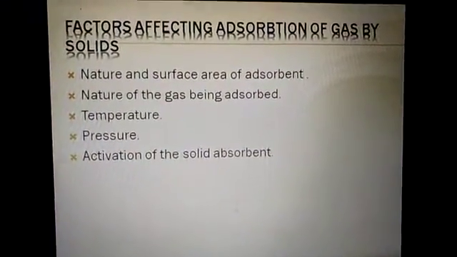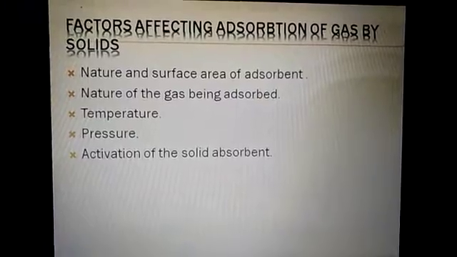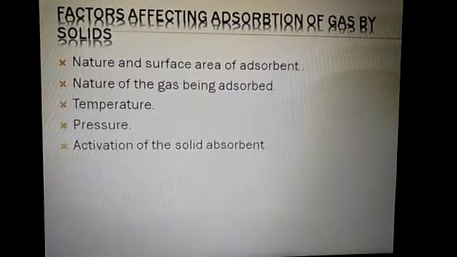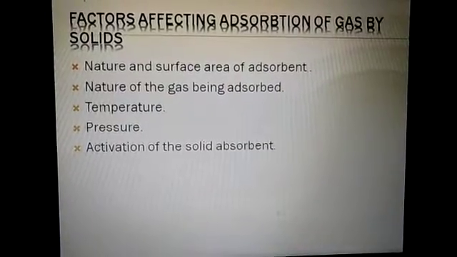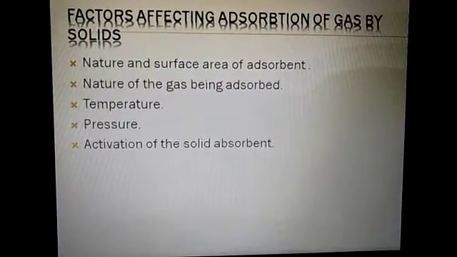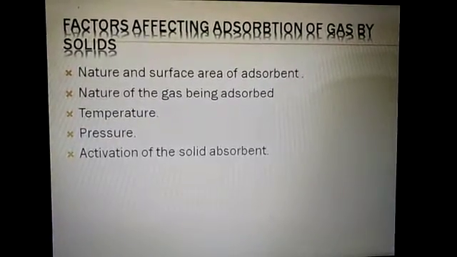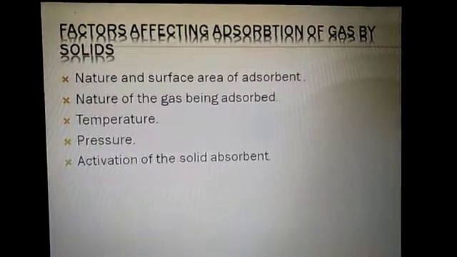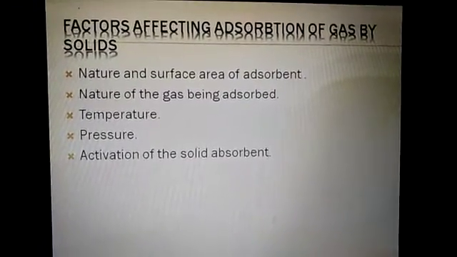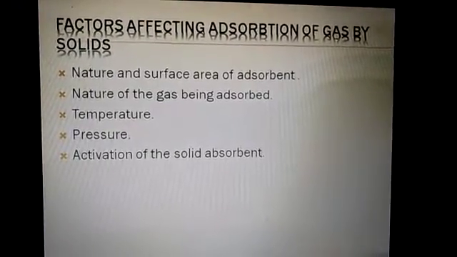Now, what are the various factors which affect the adsorption of gases by a solid? There are various factors like the nature and surface area of the adsorbent, the nature of the gas being adsorbed, temperature, pressure, and the activation of the solid adsorbent. These are the various factors which generally affect the adsorption of gas by solids. Now we describe the first one, that is, the nature and the surface area of the adsorbent.